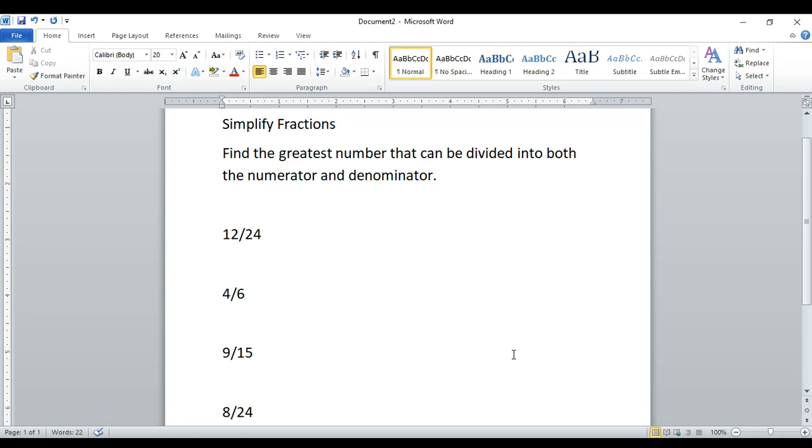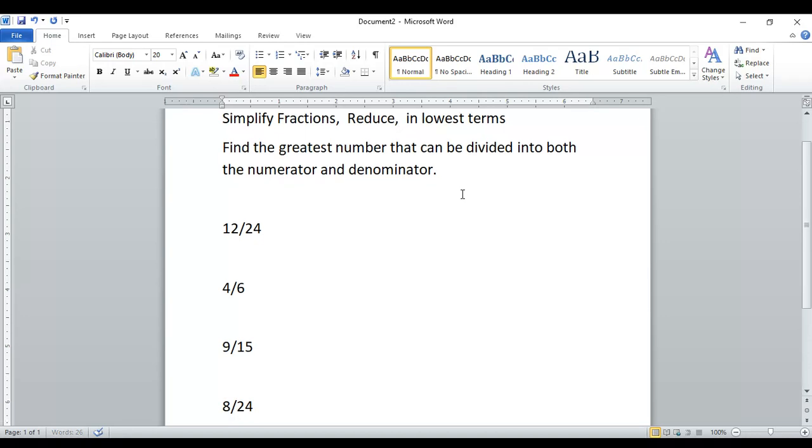Learning to simplify fractions. If you are asked to simplify fractions, or another term for it is to reduce fractions, or to put a fraction in lowest terms, all those things mean the same thing. Simplify fractions, reduce fractions, put a fraction in its lowest terms. So in order to do that, you're going to use division.